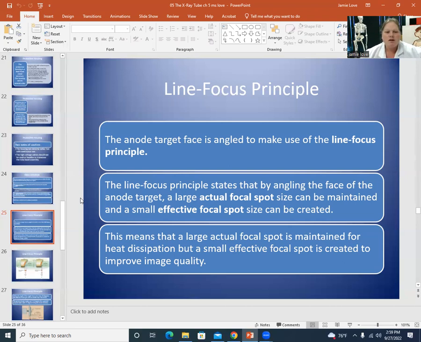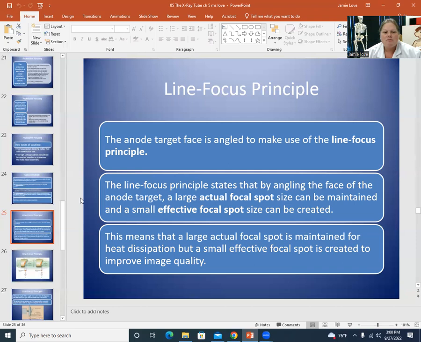So that means that no matter what, with an angle we're always going to have a different sized area where the electrons hit than the effective focal spot. The area that the electrons hit is going to be larger than that straight area, a small effective focal spot. You might say, why does that matter? This gets into some geometric stuff that we're going to talk about in the future in another whole chapter.